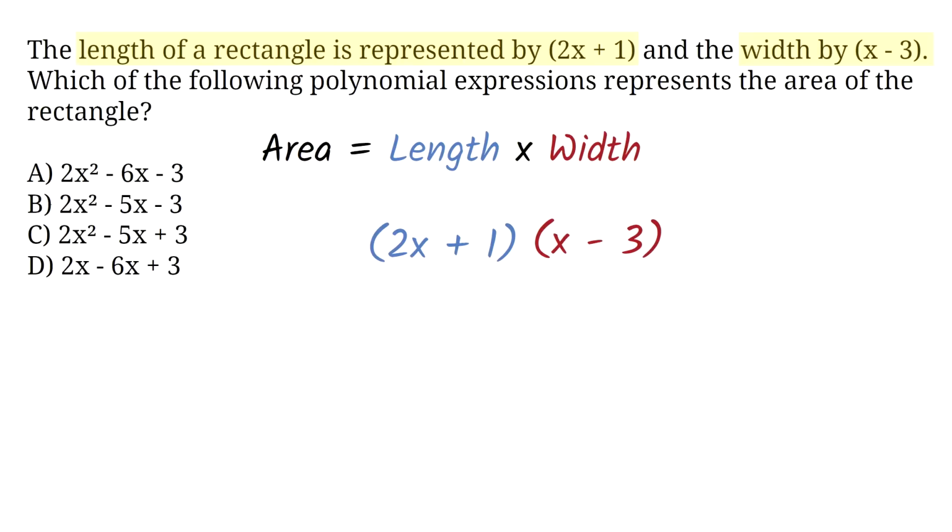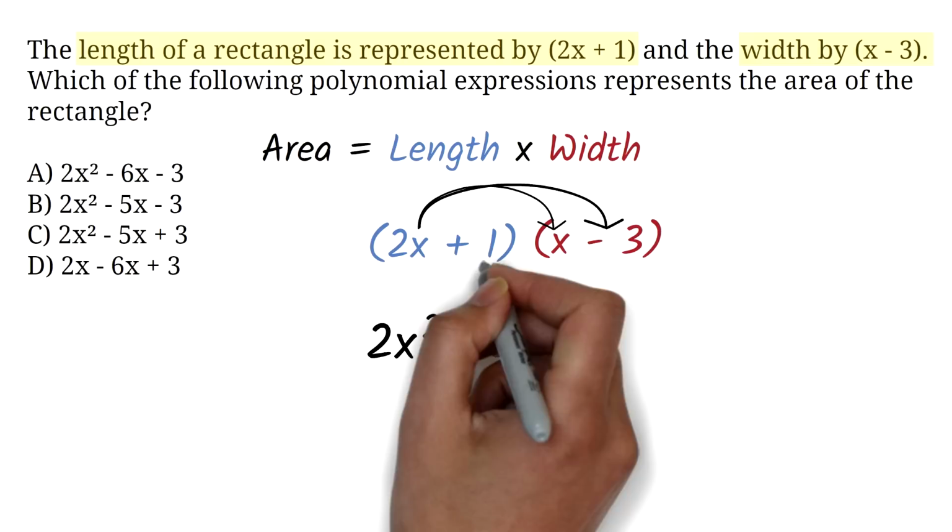Next, to find the area, we have to multiply these two polynomials. We will multiply each term in the second polynomial by the terms in the first polynomial. Multiply the 2x by x to get 2x squared. Then multiply 2x by negative 3 to get negative 6x. Now we take the second term.